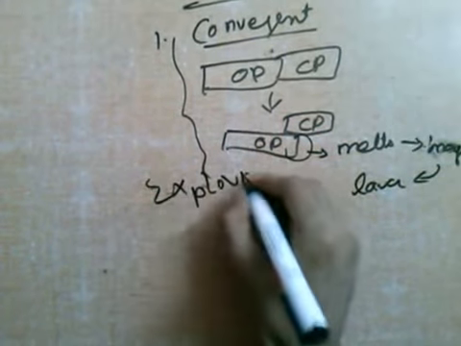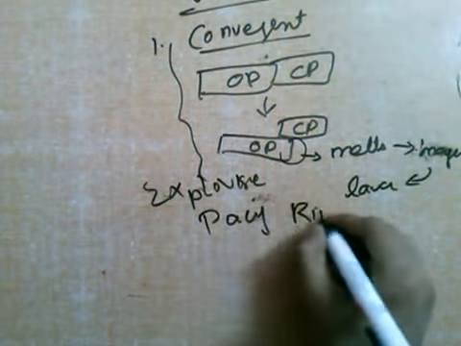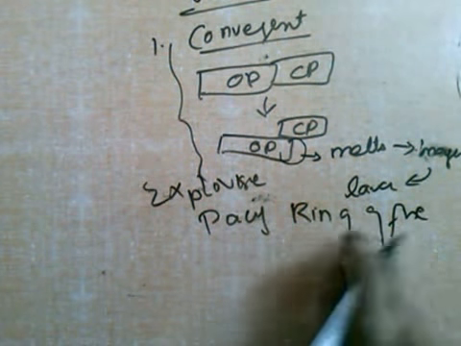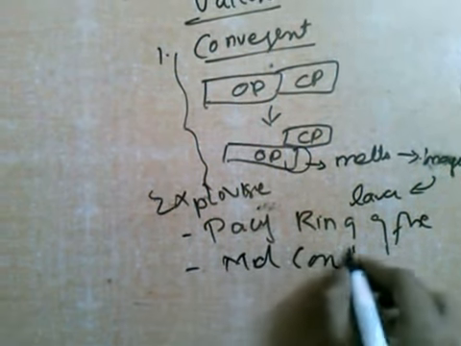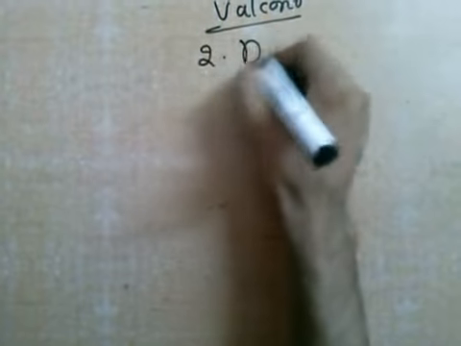You can find this in the Pacific ring of fire region, also called the circum-Pacific belt, and also in the mid-continental belt, in and around India. So that's all about convergent. So next we are going to see about divergent.